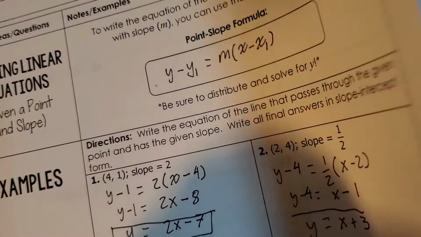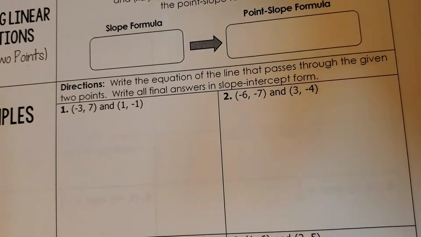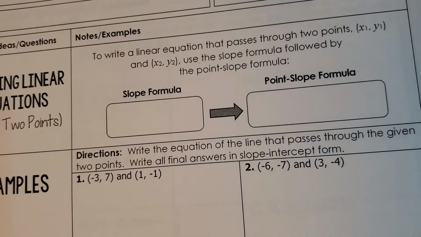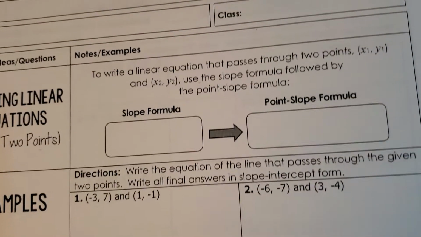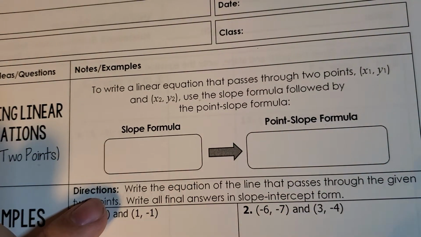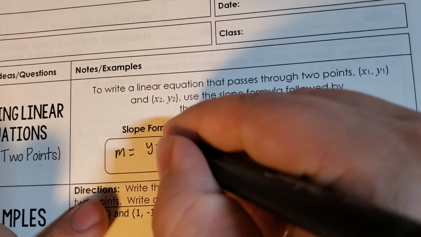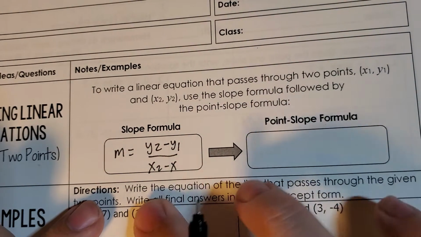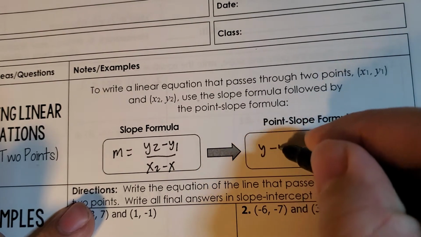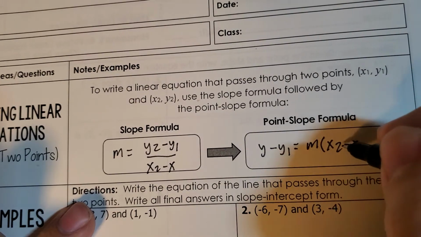Okay, we're now going to have a look at writing the linear equations, but instead of being given the slope, we're just going to have 2 points, okay? And the trick for this one is that we're going to have to generate this slope, right? So remember, our slope formula was m equals y2 minus y1 over x2 minus x1. And so we want to turn that into point-slope form, which is y minus y1 equals m times x minus x1.